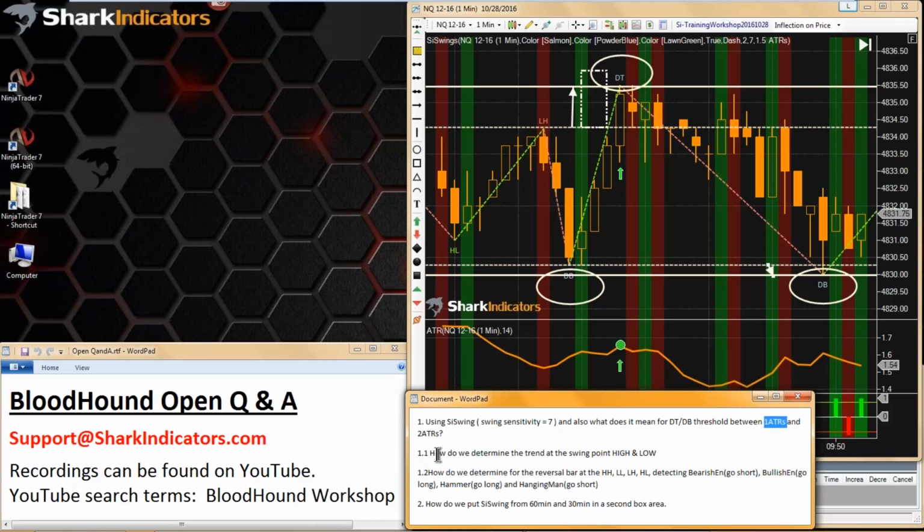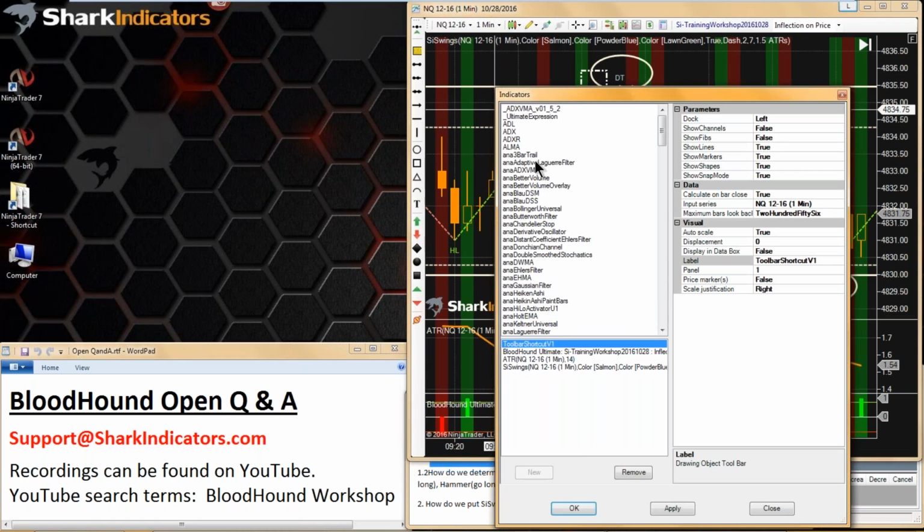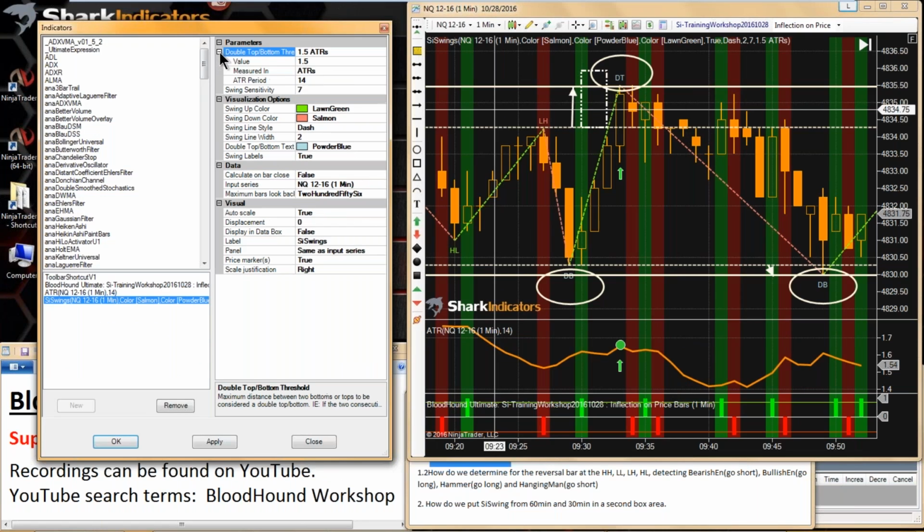All right, before I go to question 1.1, let me take a look at the board. Thrallwind's asking what's the difference, and I'm going to have to guess that you're asking about the difference in the measurement units. So let's go back to our indicator. We have all these different measurement units here: points, ticks, Renko bars, ATRs.